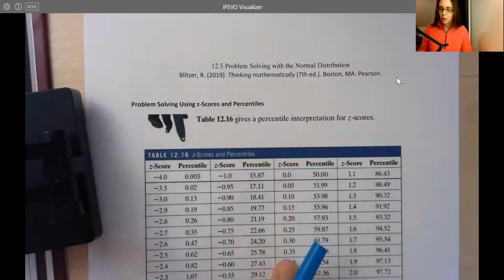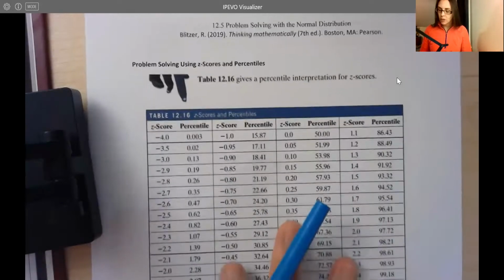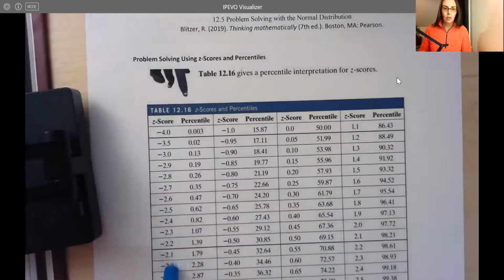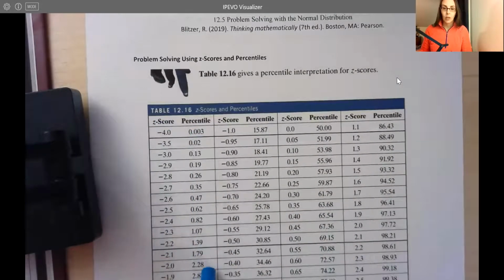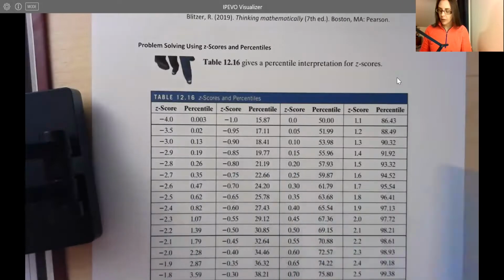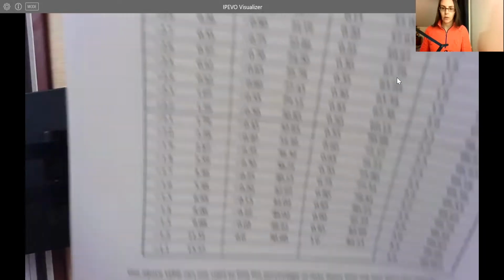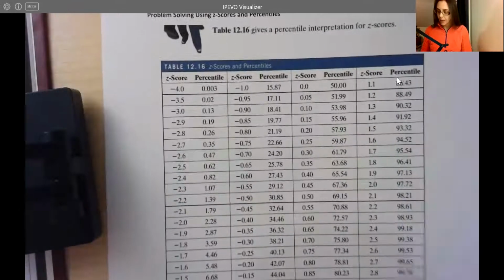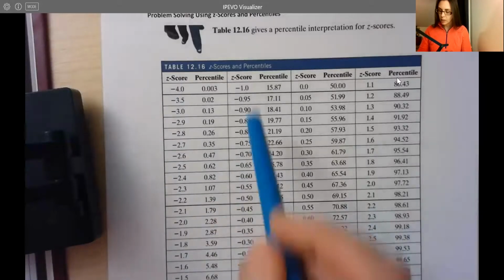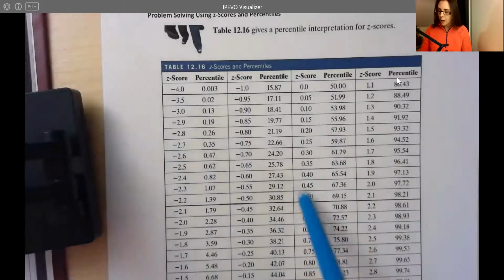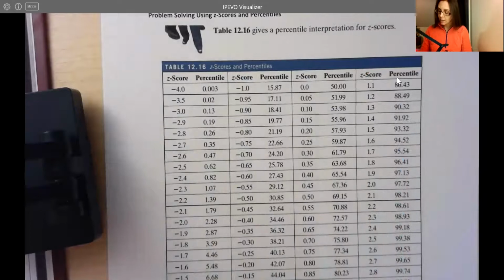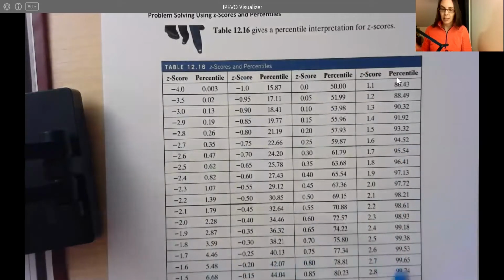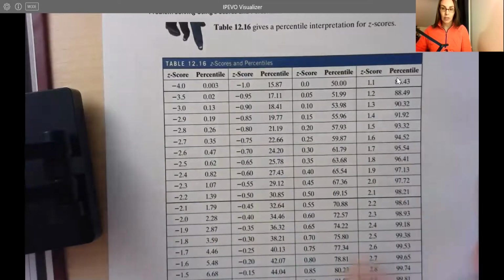So here you have table 12.16, which gives you z-scores along with their percentiles. So you'll notice you have 4 columns here, and this does actually get longer if you scroll down to the rest of the worksheet. And you have all your z-scores here. I shouldn't say all of them, but a lot of the most common z-scores here. And then you also have the percentiles given in the right column. So this is what we're going to use in this section.